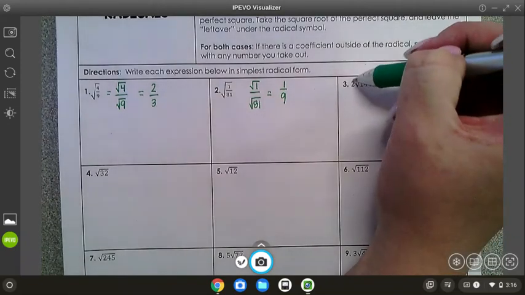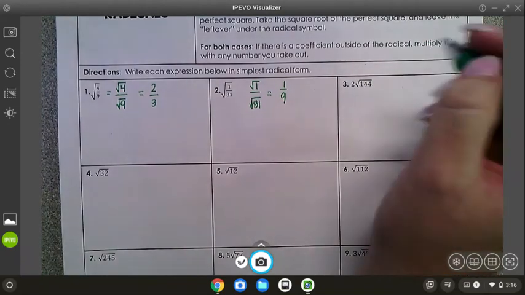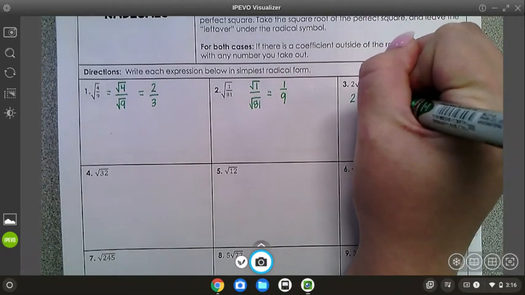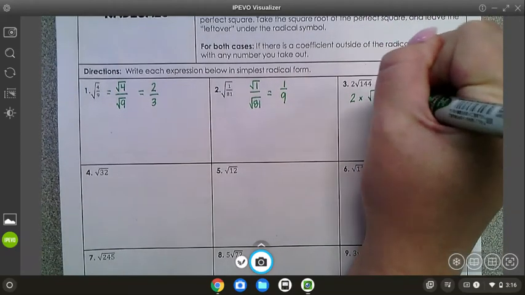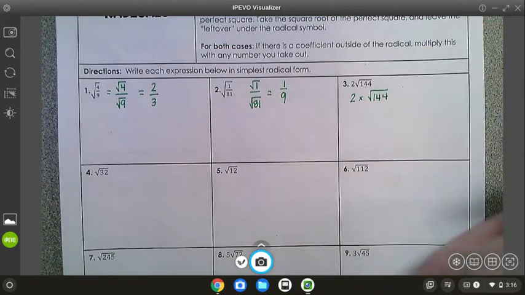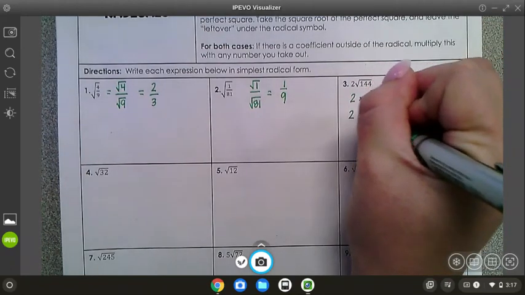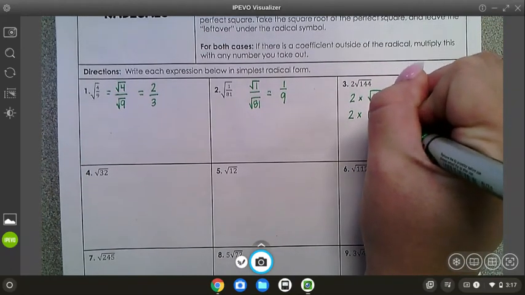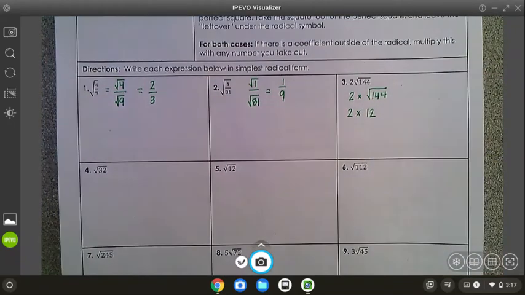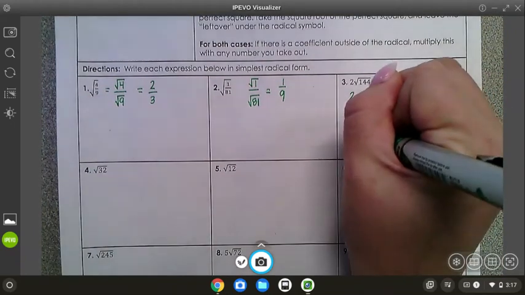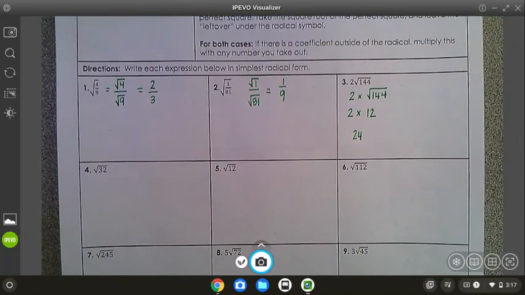Sometimes you will see a number in the front. So what that just means is this is really 2 times the square root of 144. And we know that the square root of 144 is 12. So this is really 2 times 12, which is 24.